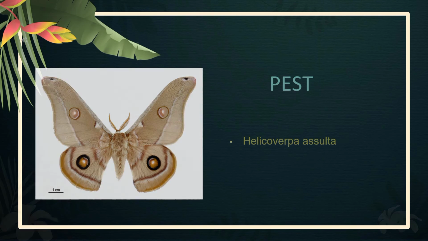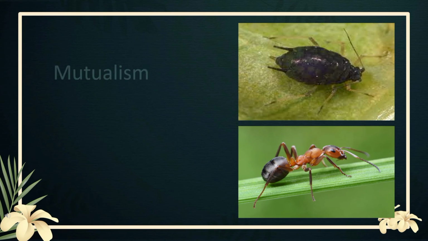Next is mutual interaction. Ants and aphids present a facultative mutualistic relationship that promotes the growth of hemipteran colonies. For this reason, the study of the ecological mutualistic association between aphids and ants is important.